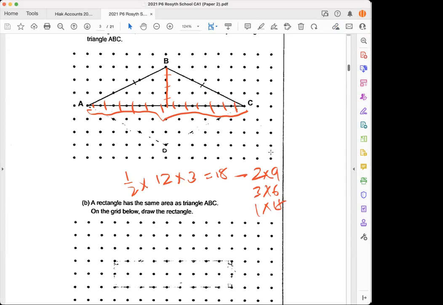We can do 3 by 6, right? To do 3 by 6 is very simple. 1, 2, 3. Length 6: 1, 2, 3, 4, 5, 6. Use a ruler. So this is the answer. You can do 2 by 9 as well. Both answers will be correct. Okay, let's continue with the next question.